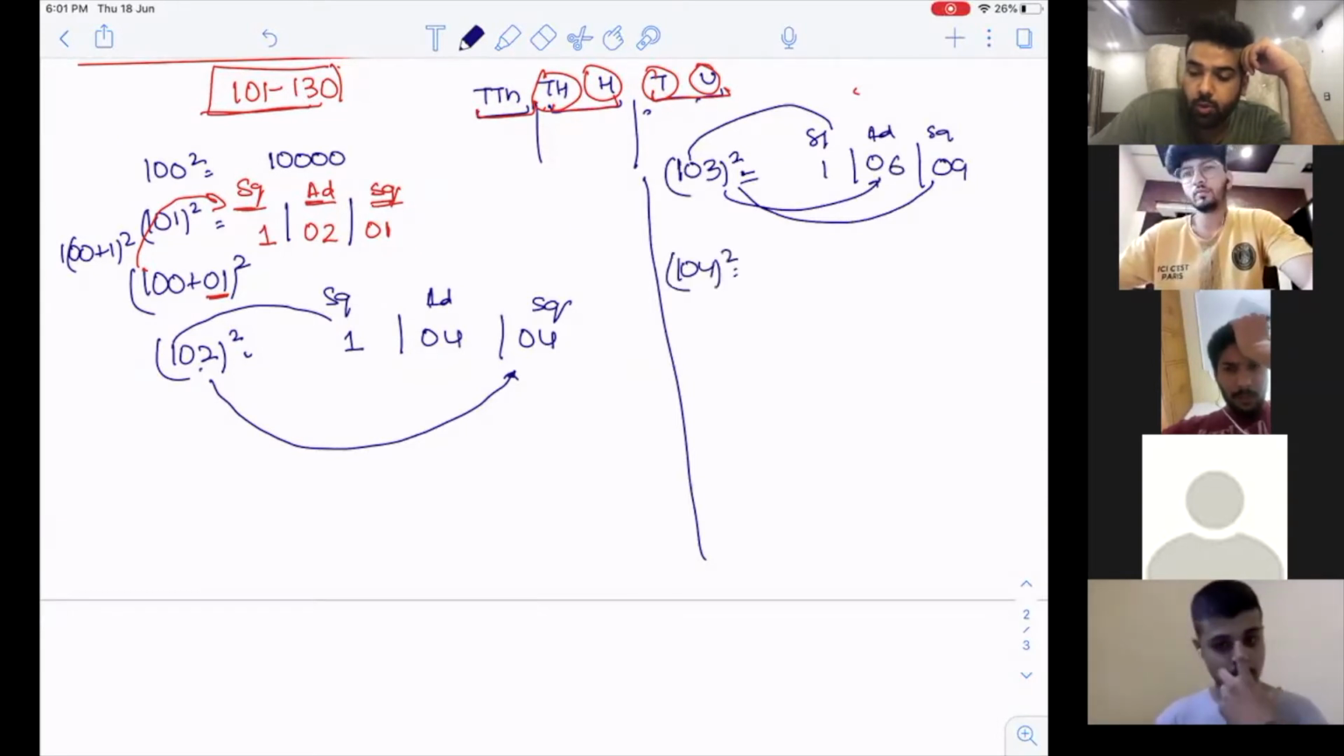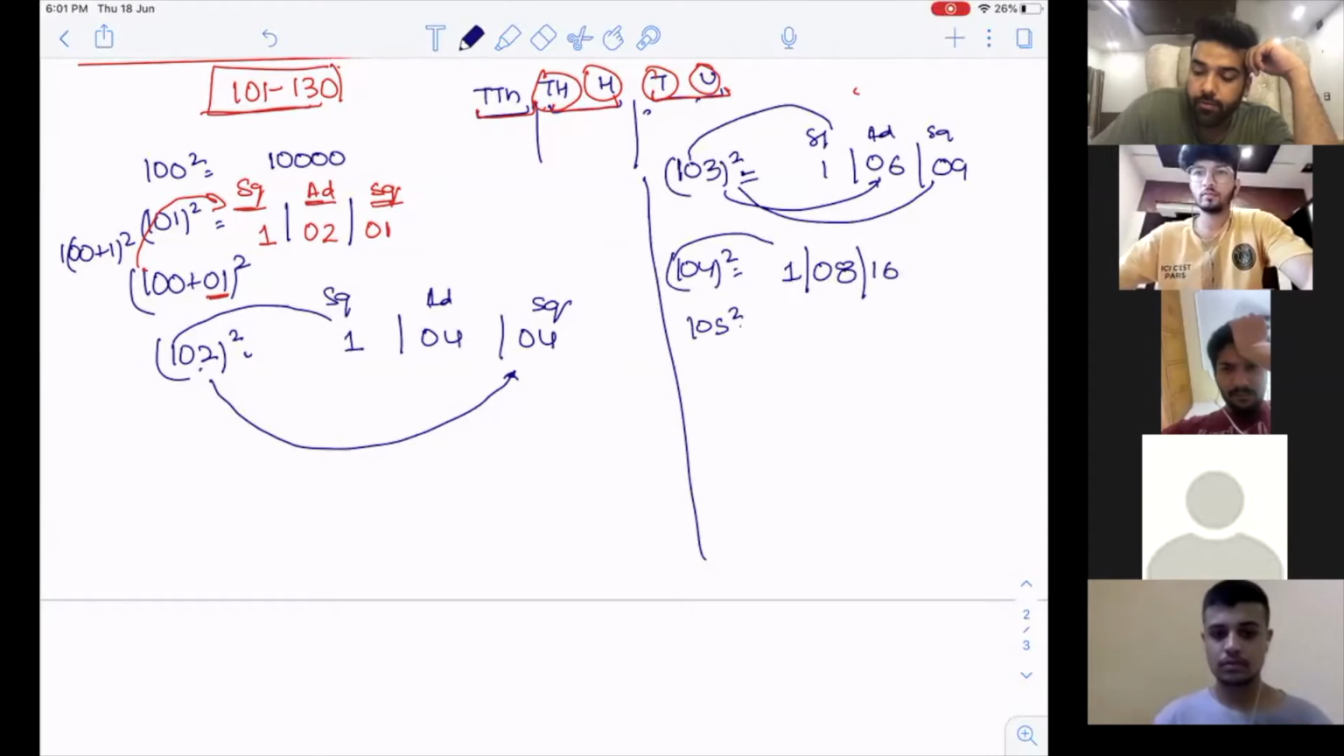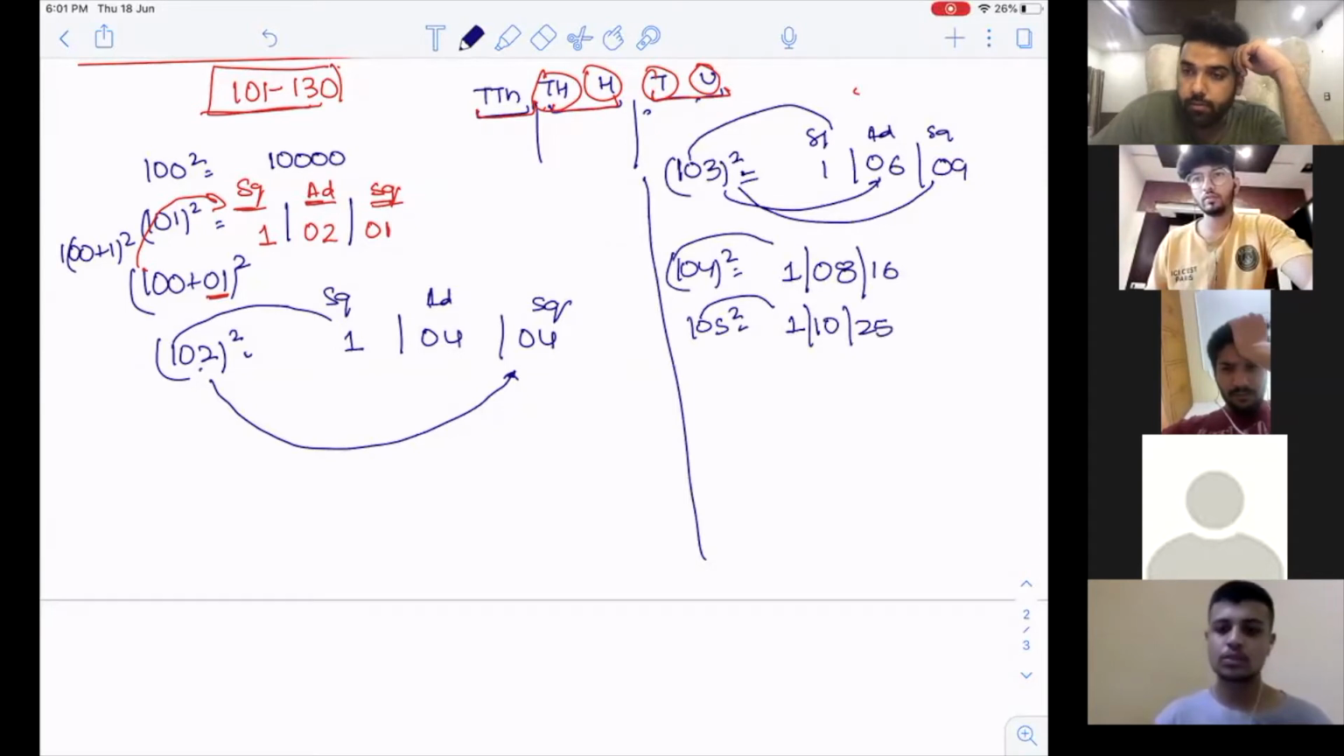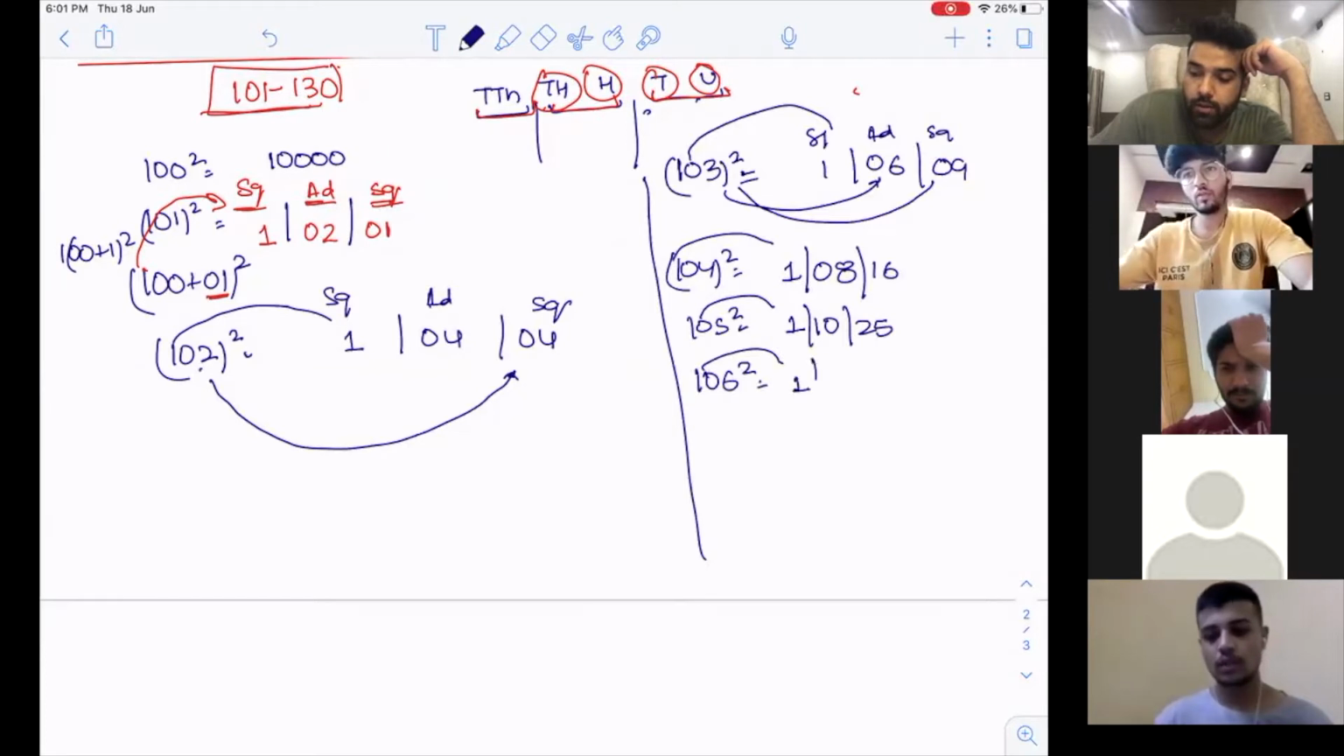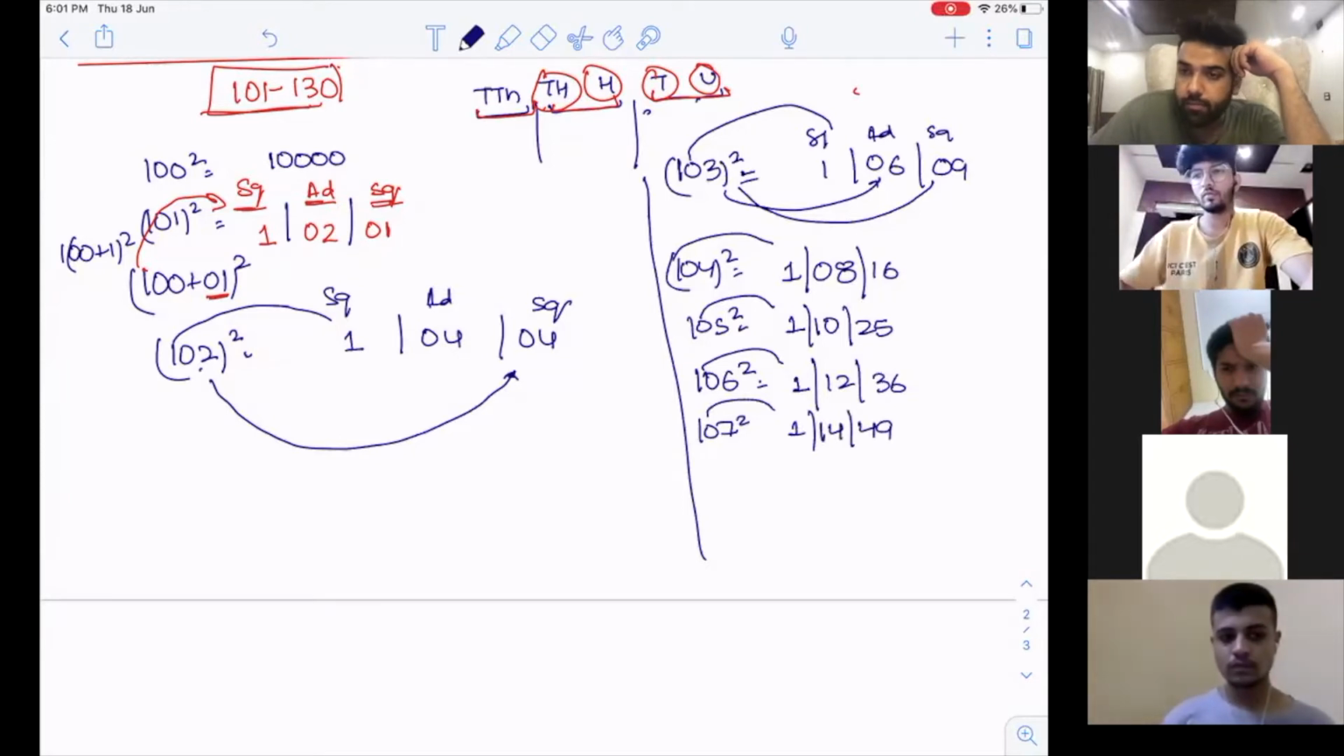104 square. Square, add, square. The square of 1? 1. 4 plus 4? 8. The square of 4? 16. 105 square. The square of 1? 1. 5 plus 5? 10. 5 square? 25. 106 square. The square of 1 is 1. 6 plus 6 is 12. 6 square. The square of 1 is 1. 7 plus 7 is 14. 7 square. Now, first Kushnav, you tell me what would be the answer for this.